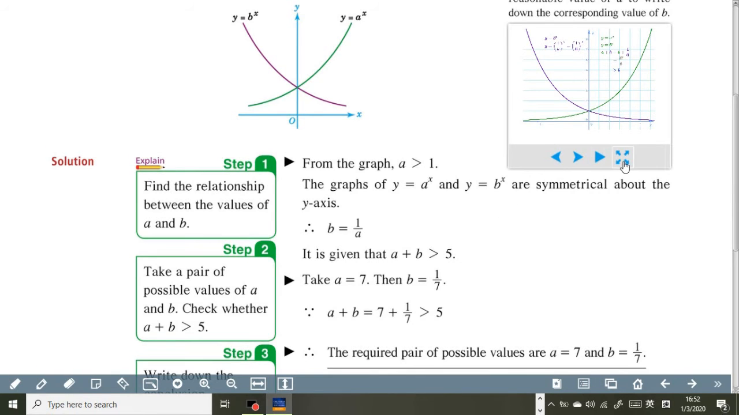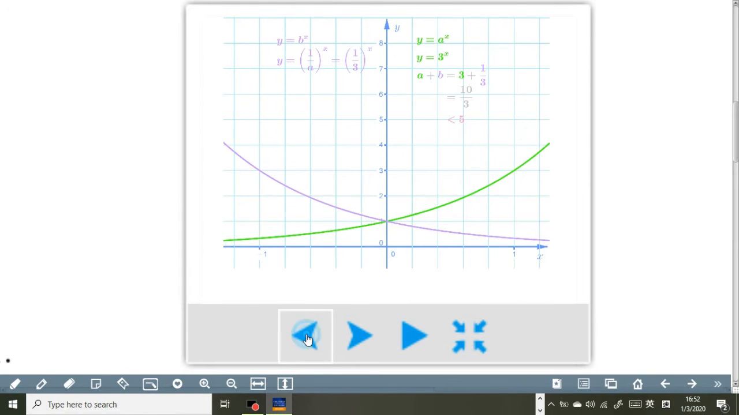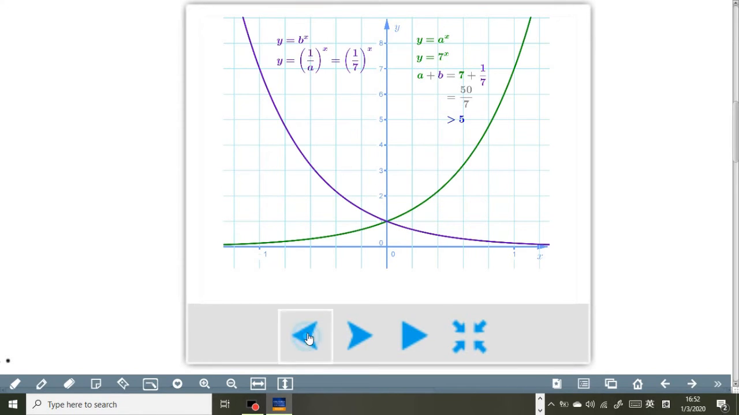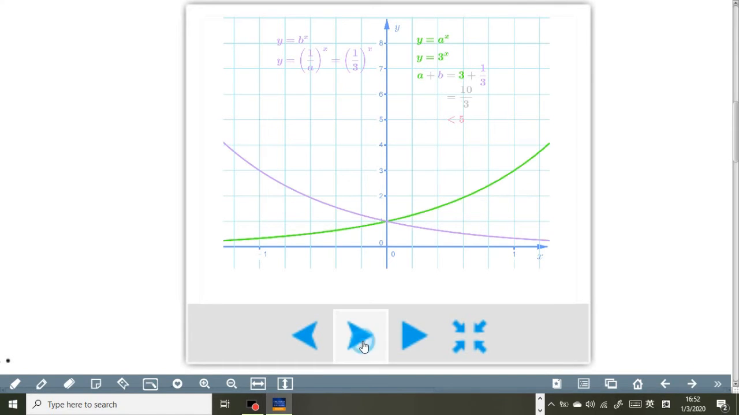And then using the graph, we may put a equal to certain values. When a is equal to 2, then b is equal to 1 over 2, and they add up to just 5 over 2. So we add one more: when a is equal to 3, b becomes 1 over 3.